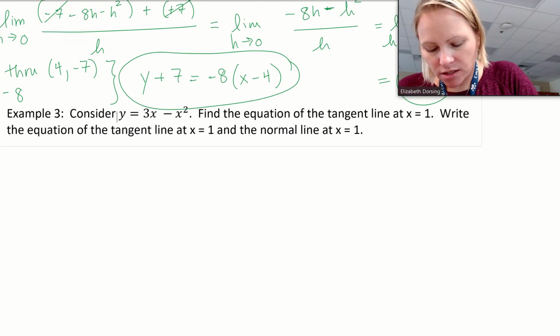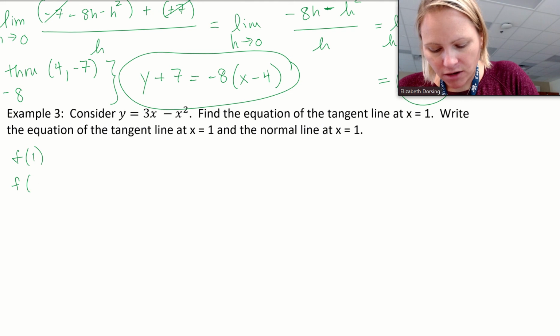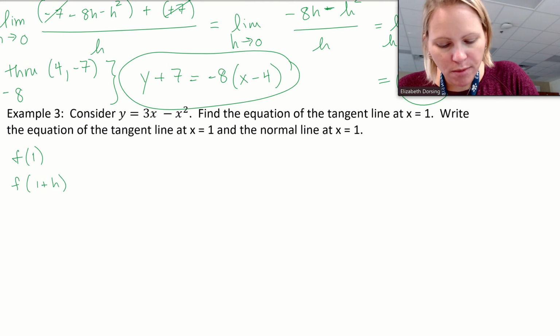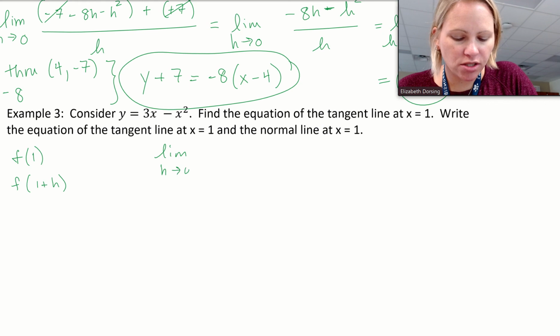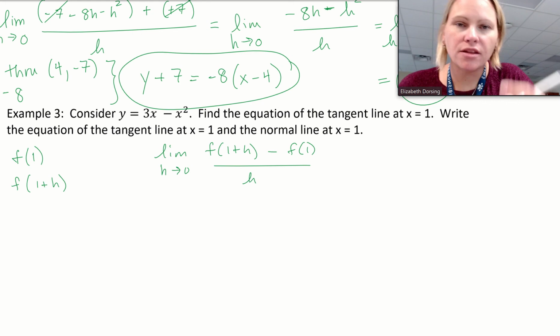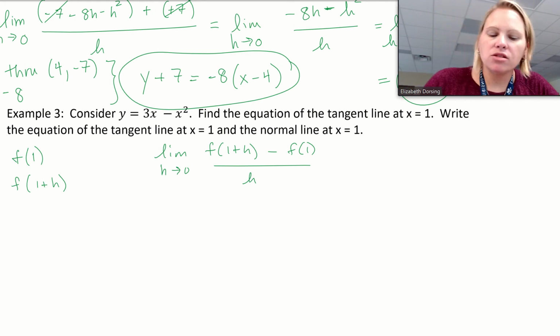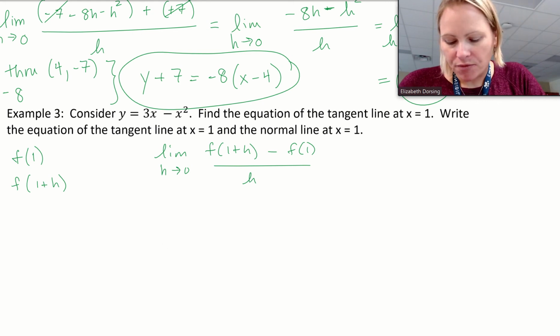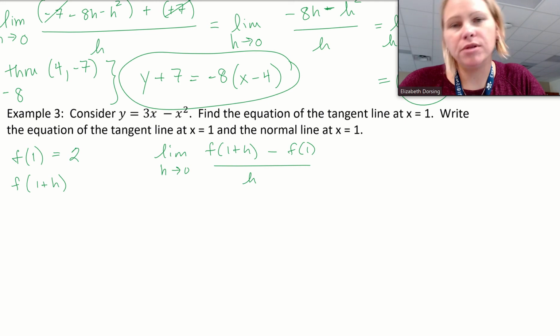So my point is going to involve finding f of 1 and f of 1 plus h. So remember, I am going to be evaluating the limit as h approaches 0 of f of 1 plus h minus f of 1 all over h. That's my goal. That's going to be the slope of my tangent line. Now, f of 1 is nice and easy. That's going to be 3 minus 1. That's going to be 2.